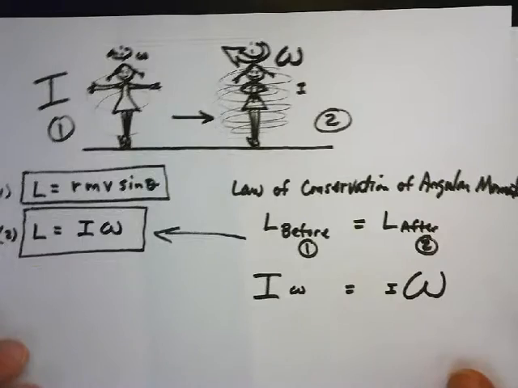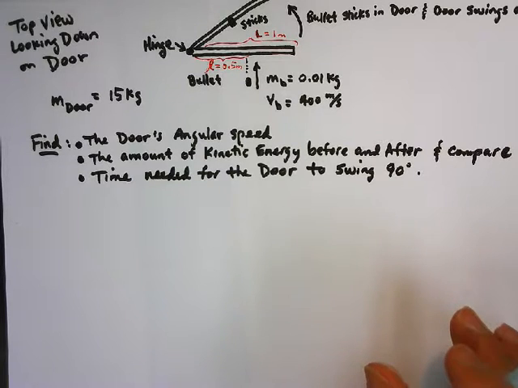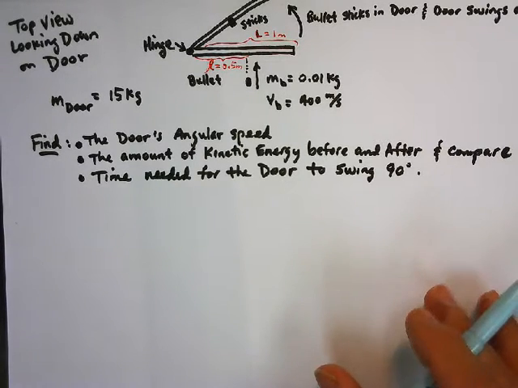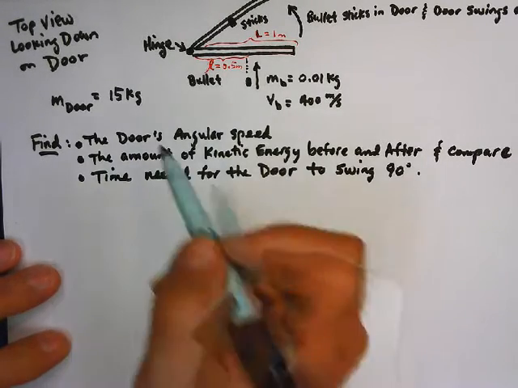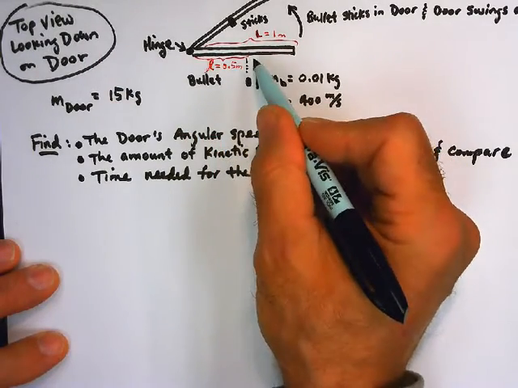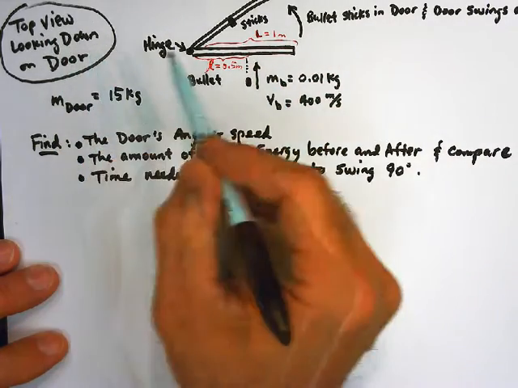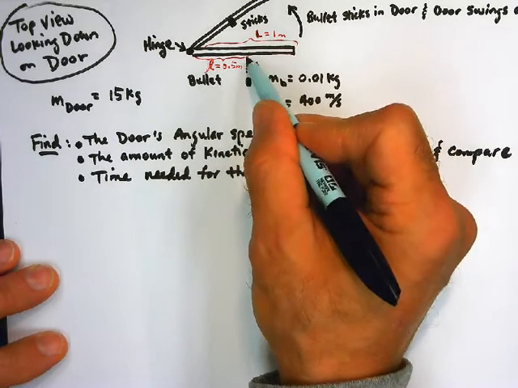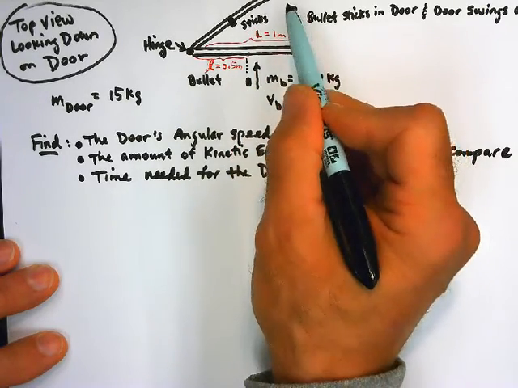Okay, let's take an example of a problem, and I will work that out for you. I took this problem from Young and Friedman's 2013 textbook. Very excellent textbook, by the way. I highly recommend it. And this one, we're dealing with a bullet that's going to hit a door. This is a top view looking down on a door. The bullet's traveling toward, and going to hit the middle of the door. It's going to stick in the door, and the door is going to swing open.